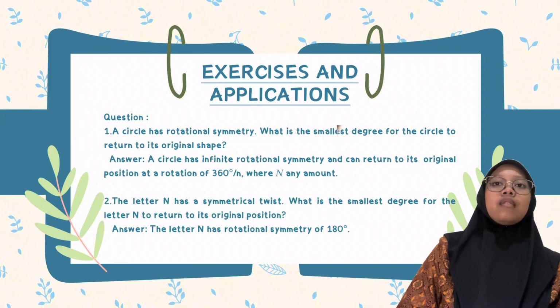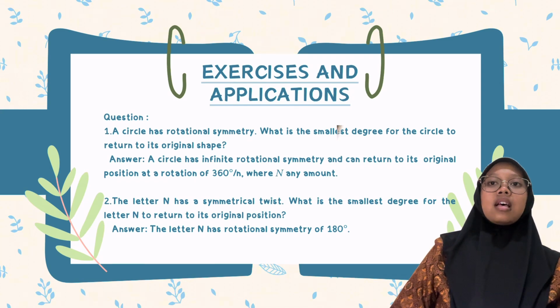Next, finally, we will discuss exercises and application. Question number 1. A circle has rotational symmetry. What is the smallest degree for the circle to return to its original shape? Answer. A circle has infinite rotational symmetry and can return to its original position at a rotation of 360 degrees over n, where n is any number.